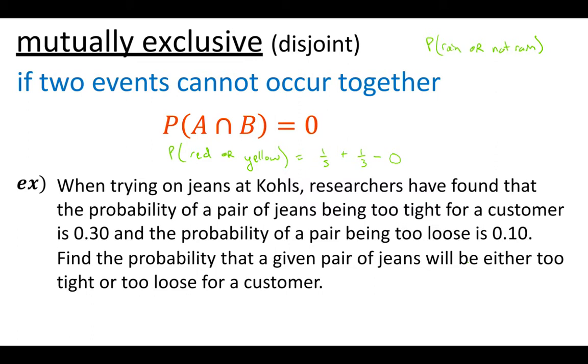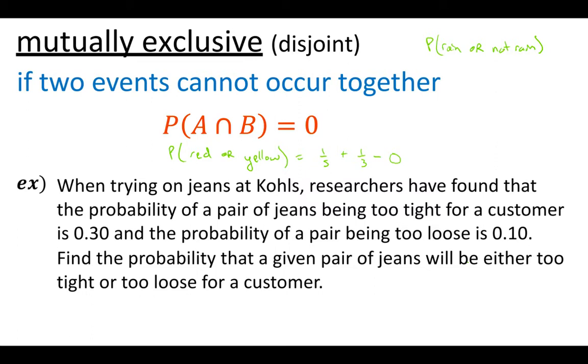So in this scenario, let's say you're trying on jeans at Kohl's. Researchers have found that the probability of a pair of jeans being too tight for a customer is 0.3, and the probability of a pair of jeans being too loose is 0.1. The question is, find the probability that a given pair of jeans will be either too tight or too loose. So essentially, what's the probability that a pair of jeans is not going to fit a customer?